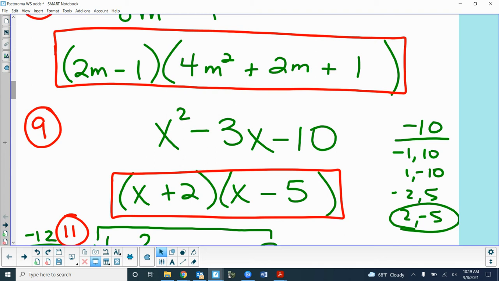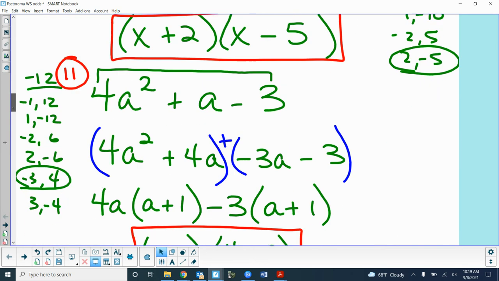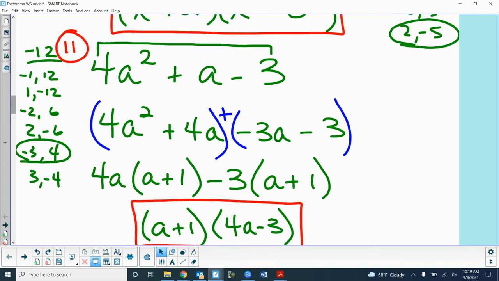And number 11, the a is 4. So I have to multiply the 4 times the -3 to get -12. And I'm looking for factors of -12 that add up to 1. Which are the ones we just used, basically. So I rewrote it as 4a squared plus 4a minus 3a minus 3. If you wanted to go 4a squared minus 3a plus 4a, if you want to switch those, it'll still work.